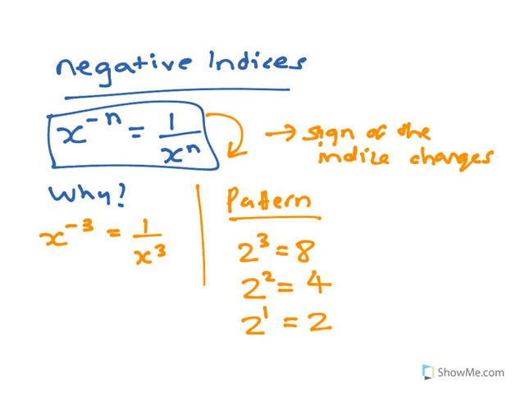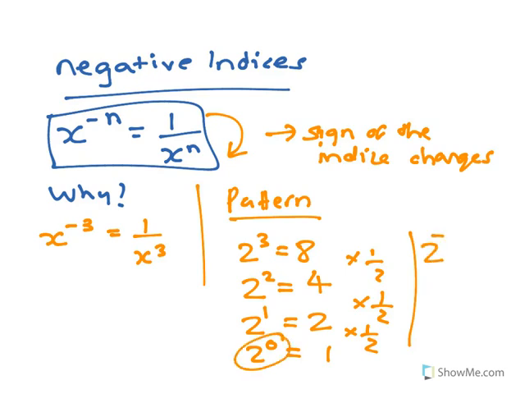So if you go down the next indice, that would be 2 to the 0. Each time we're halving it. So if we halve that again, we get 1. So 2 to the 0 is 1. Now if we go down another indice, that would be 2 to the minus 1, and if I halve 1, I get 1 over 2. If I go down another indice, it's 2 to the minus 2, and if I halve the half, you get a quarter. So it's 1 over 4.